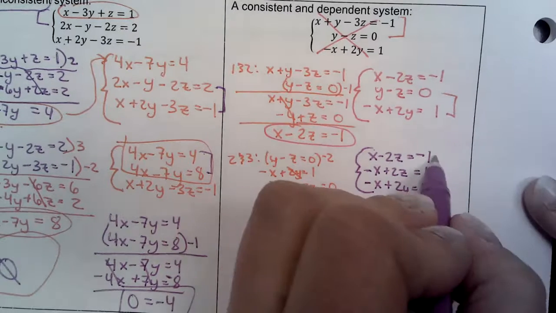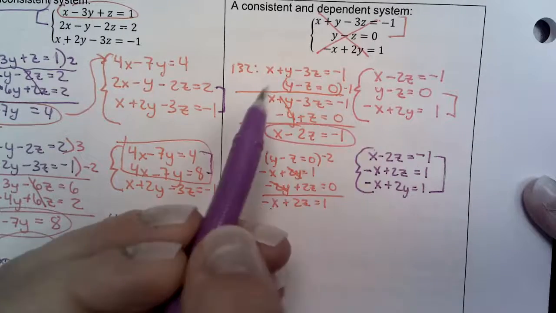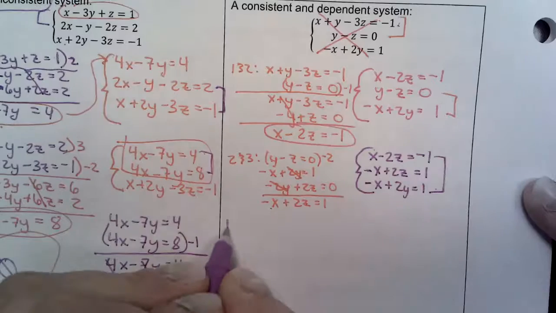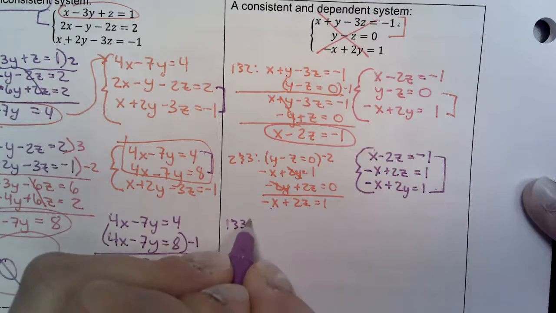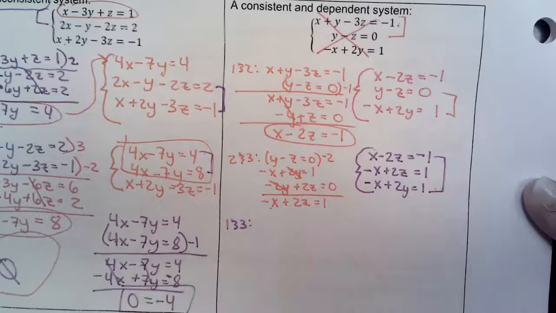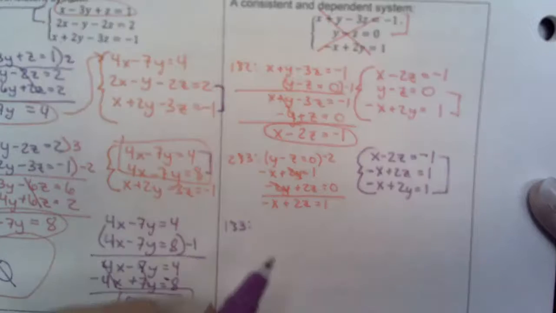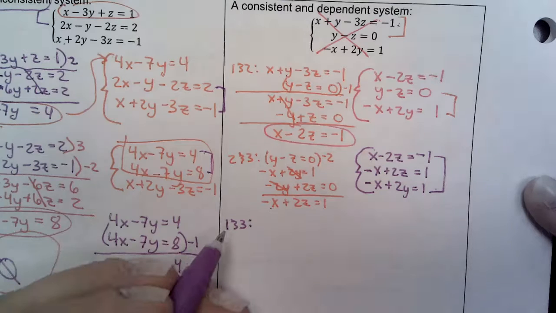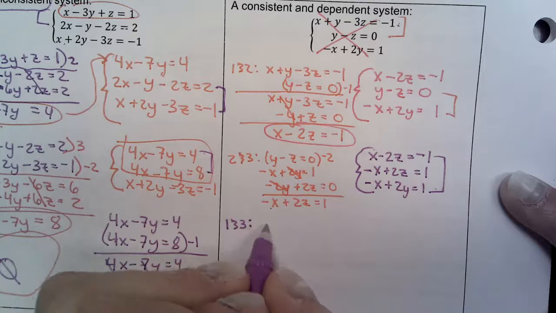Now I'm going to combine 1 and 3. I've combined 1 and 2, I've combined 2 and 3, and now I have to combine 1 and 3. If you stick to this same order every single time, it makes life a whole lot easier, for the most part. There are some times when you vary, but not very often. All right, so let's go on ahead and combine 1 and 3.